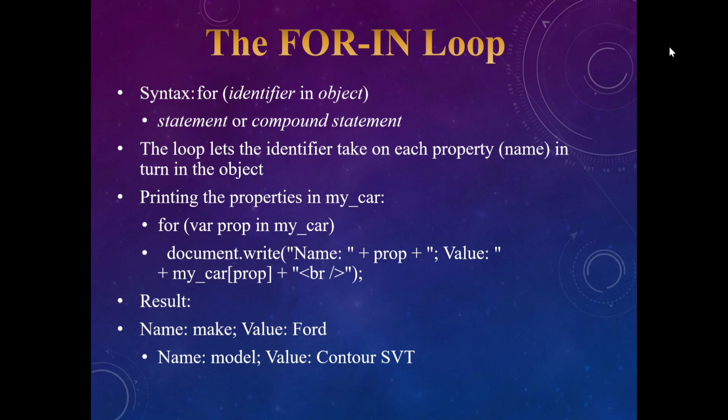Next is the for-in loop. The for-in loop is basically a control statement that allows you to loop through the properties of an object. Here we can see the syntax. The loop lets the identifier take on each property in turn in the object. The above is an example of the for-in loop. Here prop is being used again.